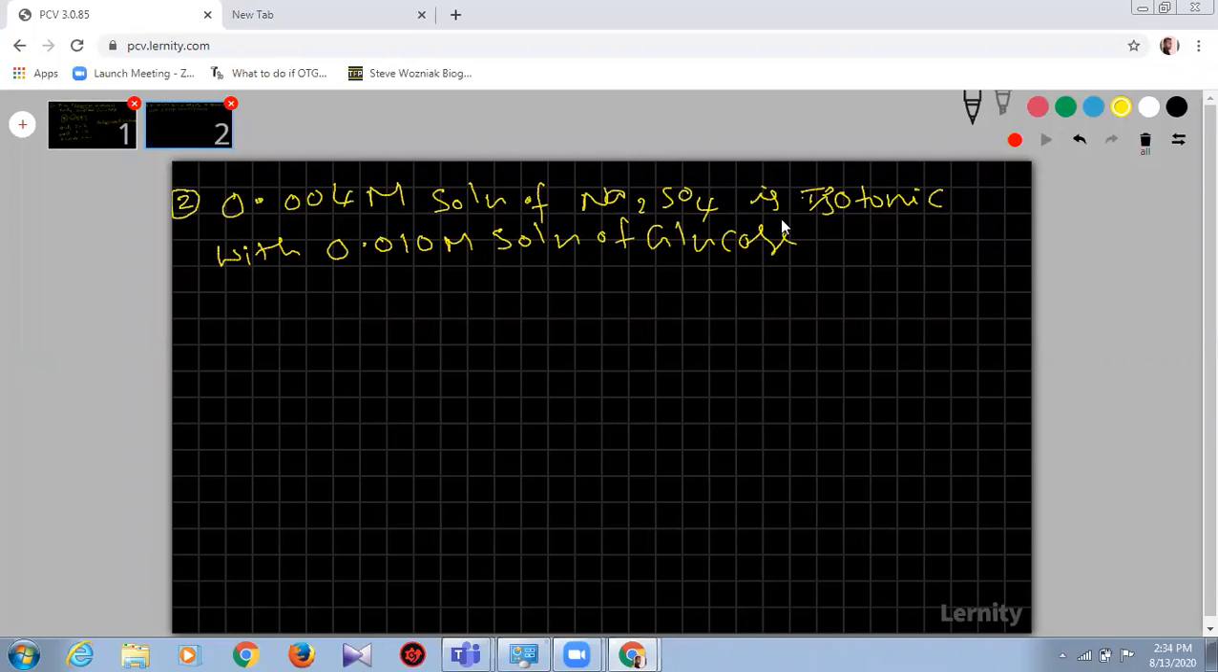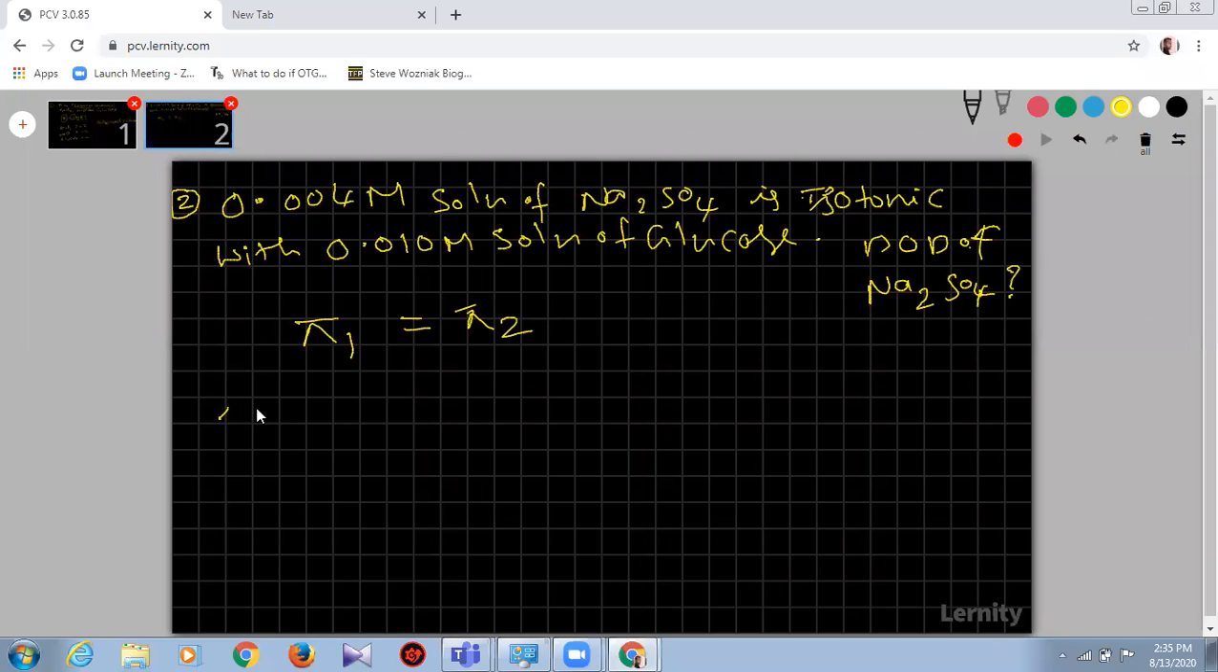At the same temperature, the apparent degree of dissociation of Na2SO4 is asked. Okay, so sodium sulfate and glucose are both isotonic. That means pi 1 is equal to pi 2. Pi 1 means sodium sulfate, pi 2 means glucose.